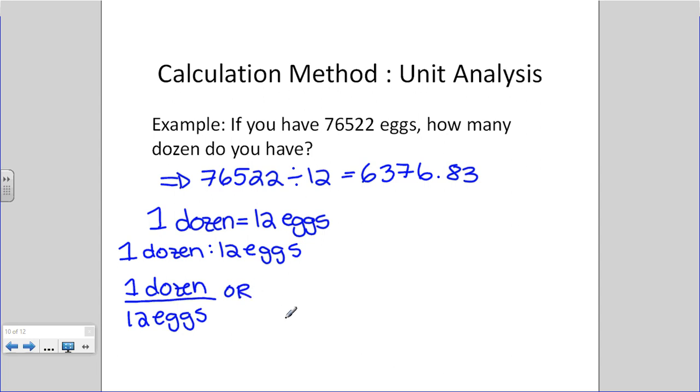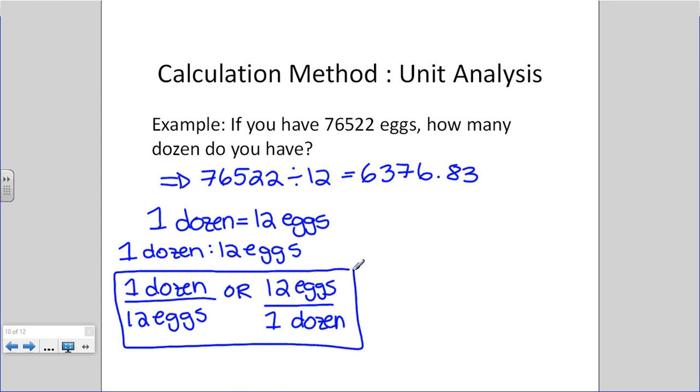Or I could have it reversed. I could just flip the fraction. I could say for every 12 eggs, I will get 1 dozen. We're going to try and use one of these two ratios to solve our problem with unit analysis. So I want to actually show all my work, and I'm going to try and pick one of these two ratios to answer my question.